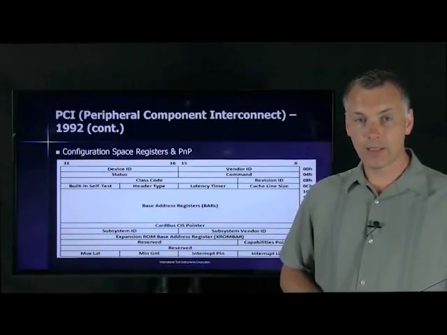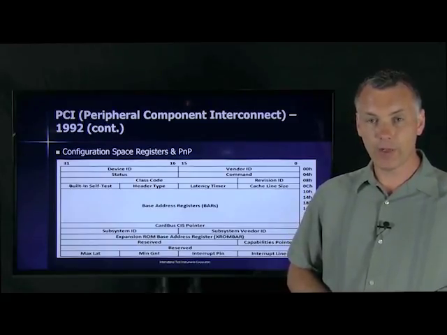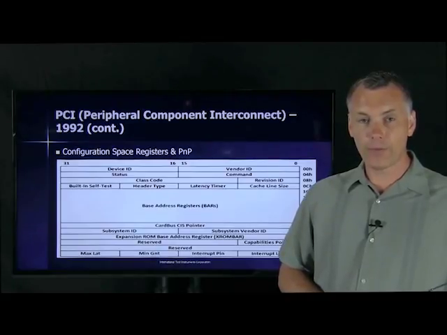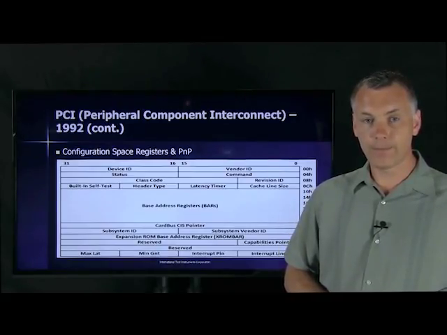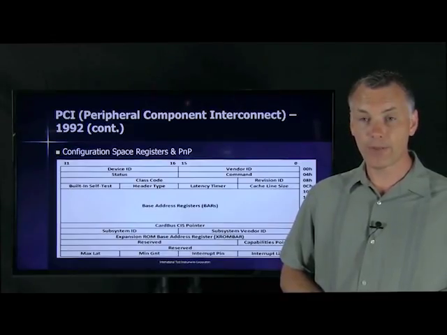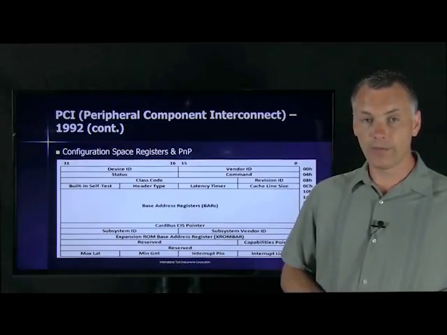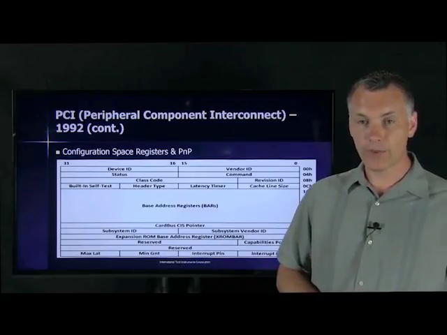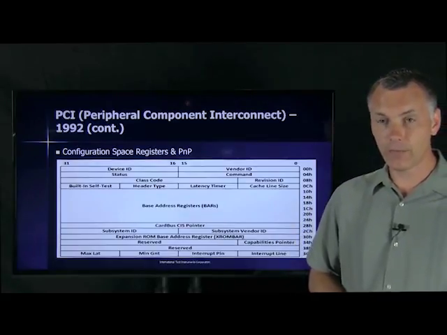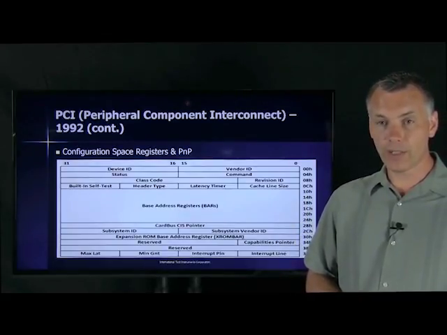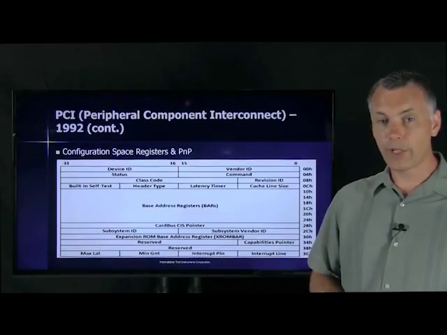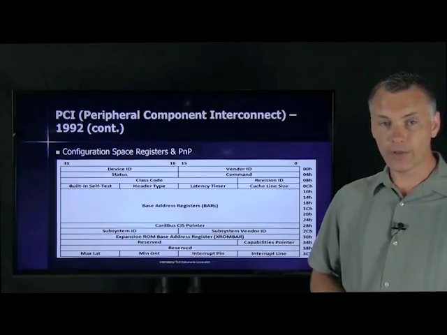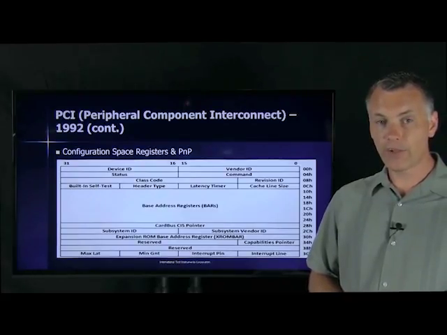This slide shows the configuration space registers. On PCI, you actually have 3 unique address spaces that can be used. The first 2 are the normal memory and I/O address spaces, which are used for accessing registers within the device that are related to the operation of a device. The third address range on PCI is the configuration space.